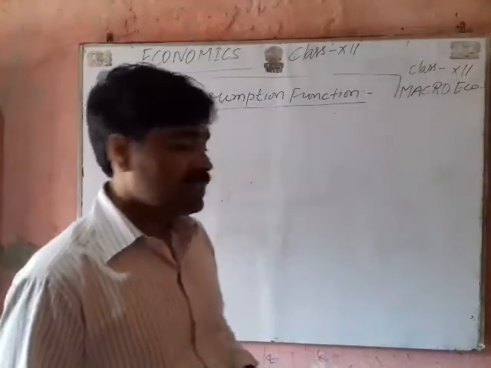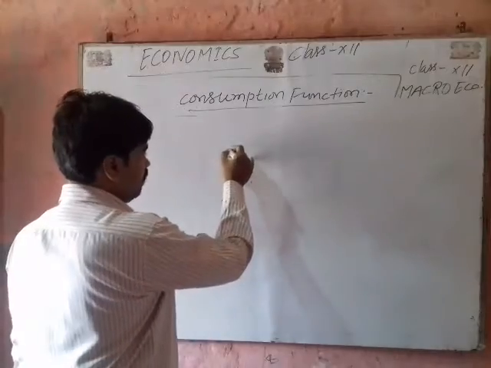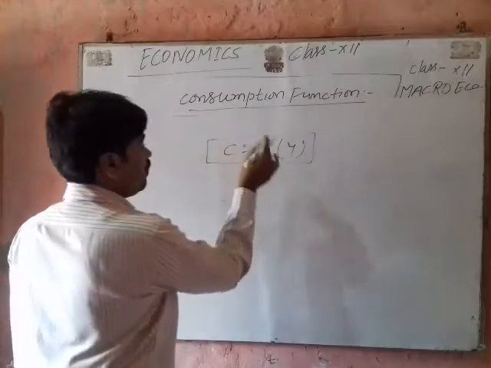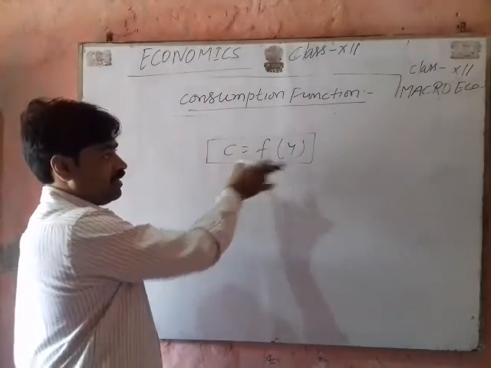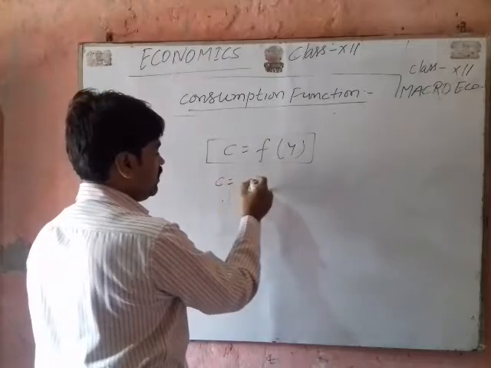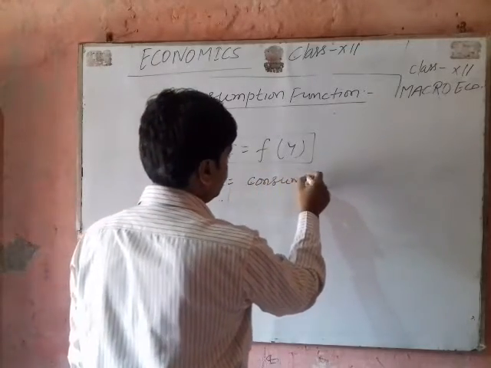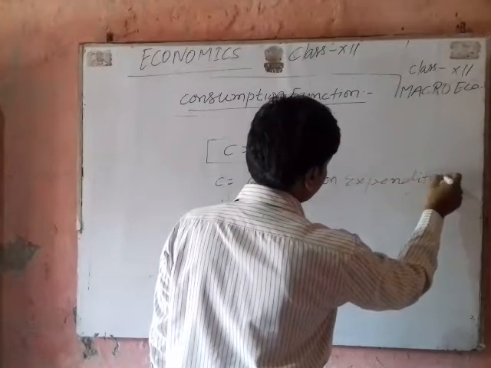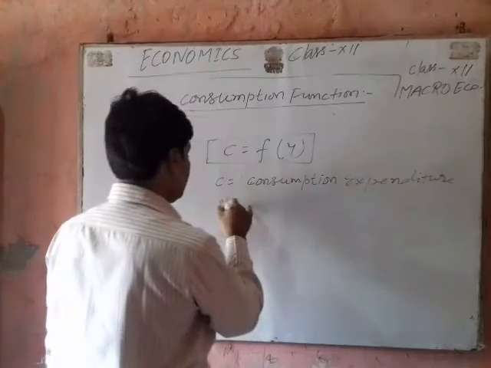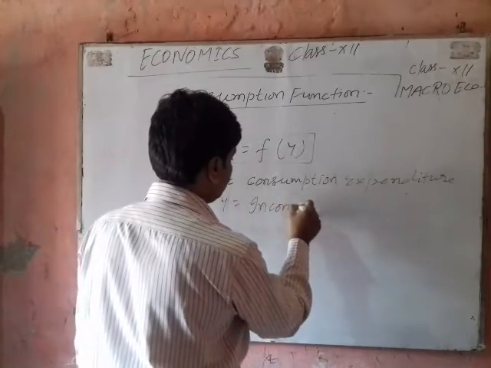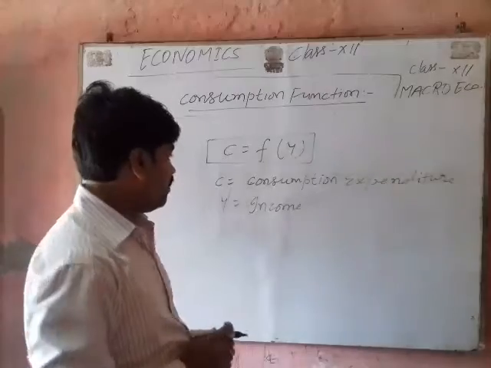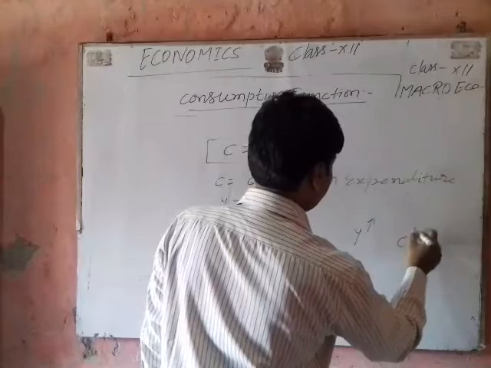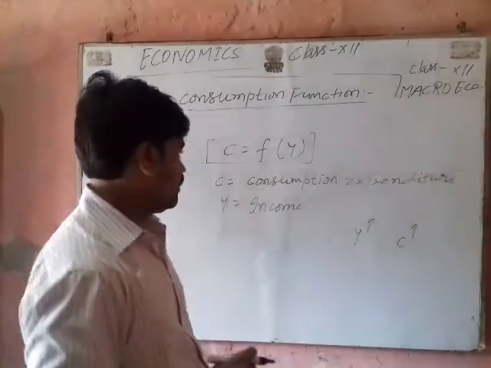We show the consumption function with the help of the following function. C is equal to the function of Y. It shows the functional relationship between consumption and income. Here C is equal to consumption expenditure and Y is equal to the income. There is a positive relationship. That is, when Y increases, C also increases, and vice versa.